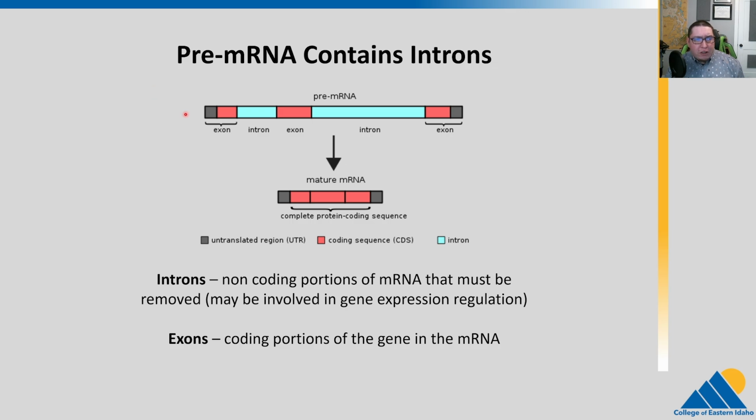There are also regions at the beginning and end of an mRNA in eukaryotes that we call untranslated regions. Those are just what they sound like. They are not going to be translated into a protein. We will come to those in the translation section, but I want you to be aware that they are there.